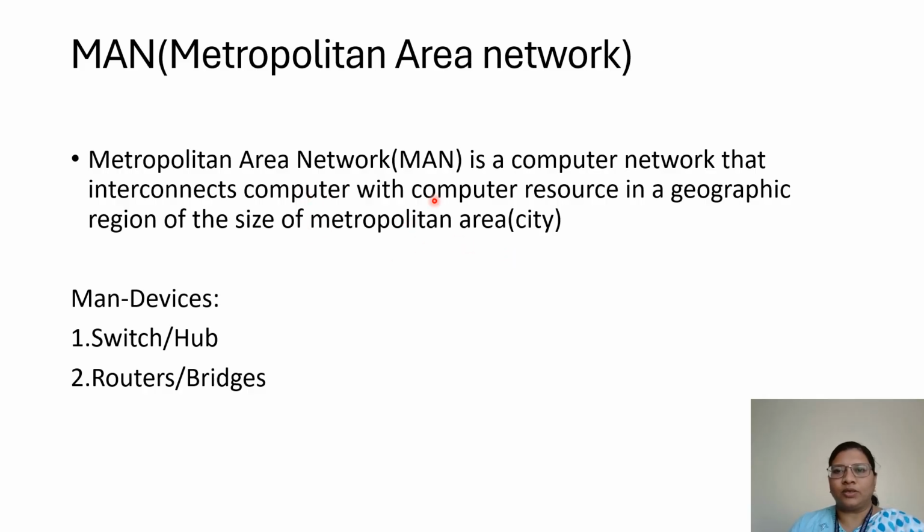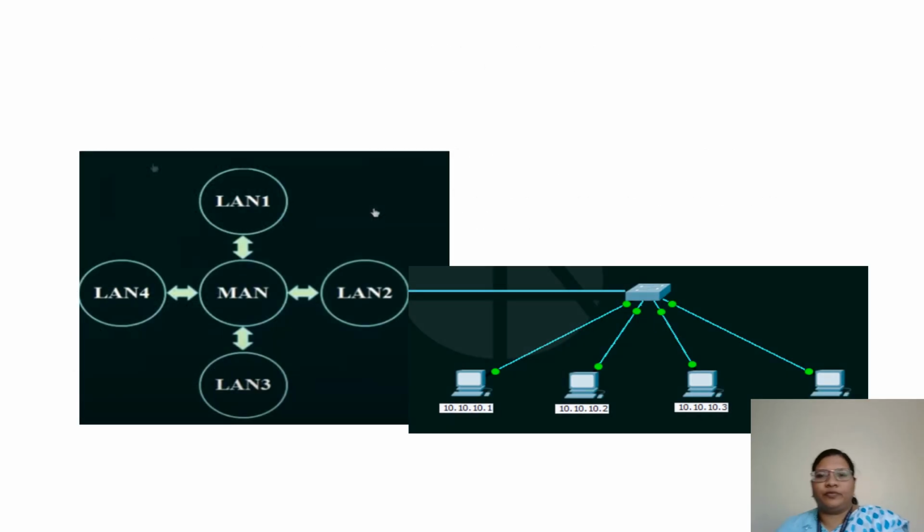So MAN is a computer network that interconnects computers with computer resources. What are the devices we will use here? Switch, hub, routers, and bridges. So, for example, if you see, this is the MAN. MAN means Metropolitan Area Network, and this MAN is connected with these LANs. LAN means Local Area Network.